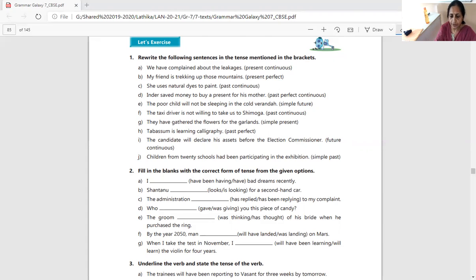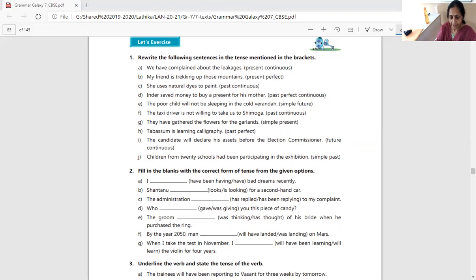Okay. The groom was thinking of his bride when he purchased the ring. So it was a continuous action when he was buying the ring. So it's an interruption. The action which came first, before he purchased, was that he was thinking of the bride. By the year 2050, man will have landed on Mars. So this is the future. Okay, so before the action of 2050 being completed, we are going to complete this action.